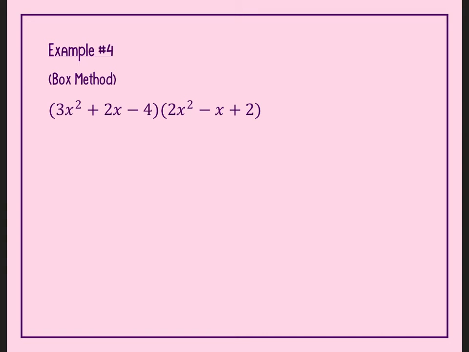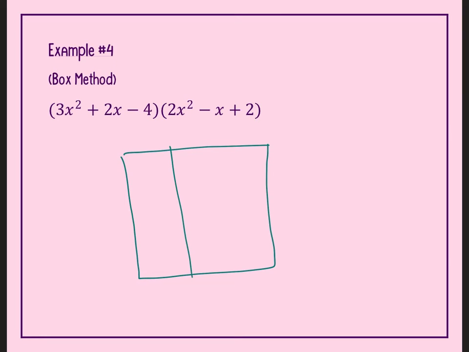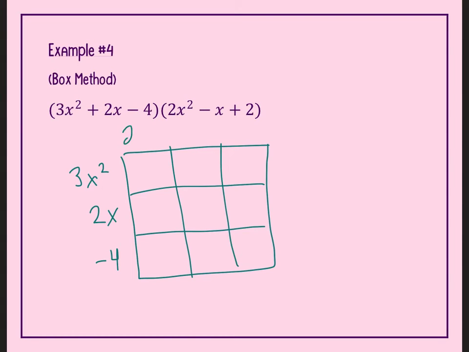Now our last question for the day is going to be a box method of 3 terms times 3 terms. So I'm going to make a box that has 3 rows and 3 columns. So here are my rows, and I'm going to put each term next to a row. So 3x squared plus 2x minus 4. And on the top, I'm going to put 2x squared minus x plus 2. So I'm going to take this and multiply it by this one, and this one. And I'm going to put those in that box here.